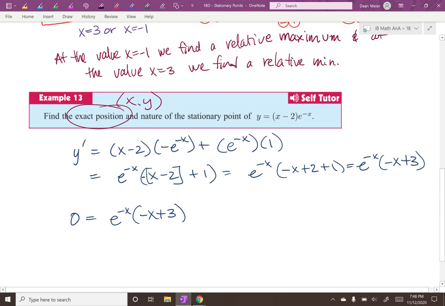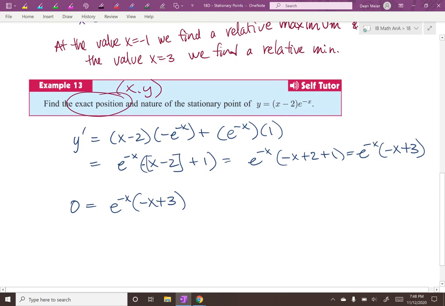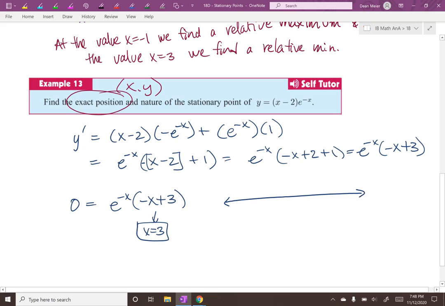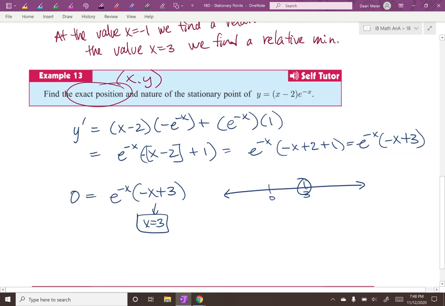And negative x plus 3 will equal 0 when x is what? Negative 3? No, 3. Negative 3 divided by negative 1 is 3. So when x is 3, we have a stationary point. What kind of stationary point, you ask? Well, I will put my number line. I like 0 on there. I don't know why. There's 3. Pick anything smaller than 3, right? Pick 0. Anything to the e to the 0 power is 1. And so that's 1. And then plus times 3. 1 times 3 is positive.